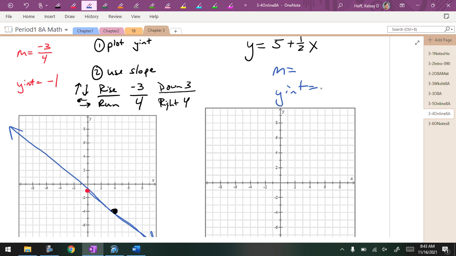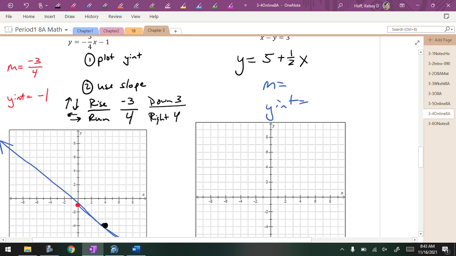Do you know which one's the slope or which one's the y-intercept? What are you going to write? What's your slope? In this equation, what's your slope? Where do you find the slope? Nope. Looking at this equation, where do I find the slope? The number in front of the x. What number is in front of x? 1/2. So my slope is 1/2.